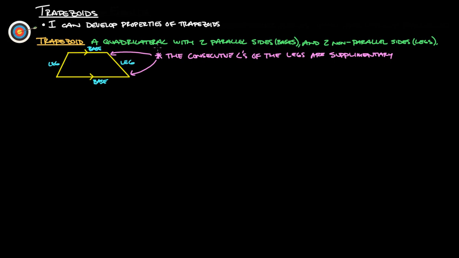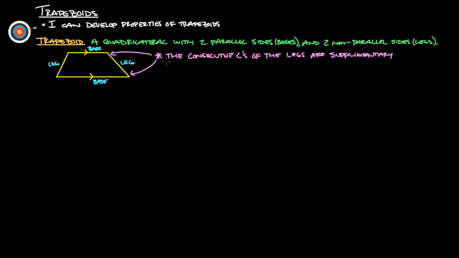A trapezoid is a quadrilateral with two parallel sides, which we call the bases, and two non-parallel sides, which are called the legs. Okay, so here are our two parallel sides. Those are called the bases. Here are our two non-parallel sides. Those are called the legs. Okay.